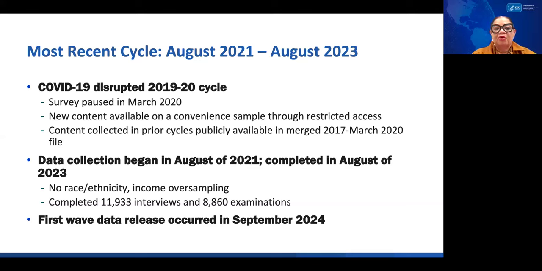There is information that's through restricted access, which only means that you have to write a proposal to access that information. But what we did to make this data more usable is combine it with the 17-18 data cycle. During 2021-2023, we weren't able to do any examinations. However, we did collect information on self-report measures related to quality of life. And the first wave of that data was released in September of this year. Next slide.